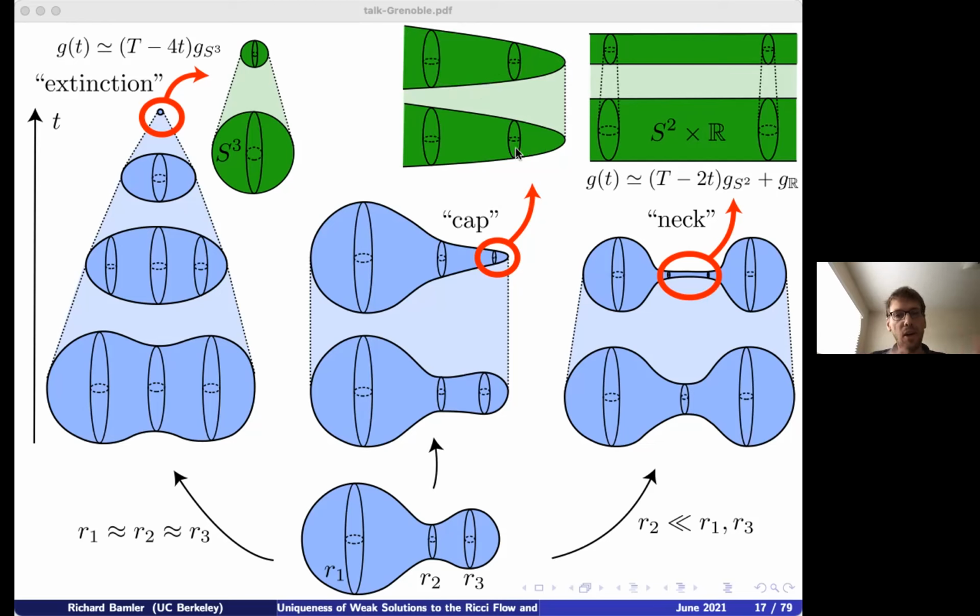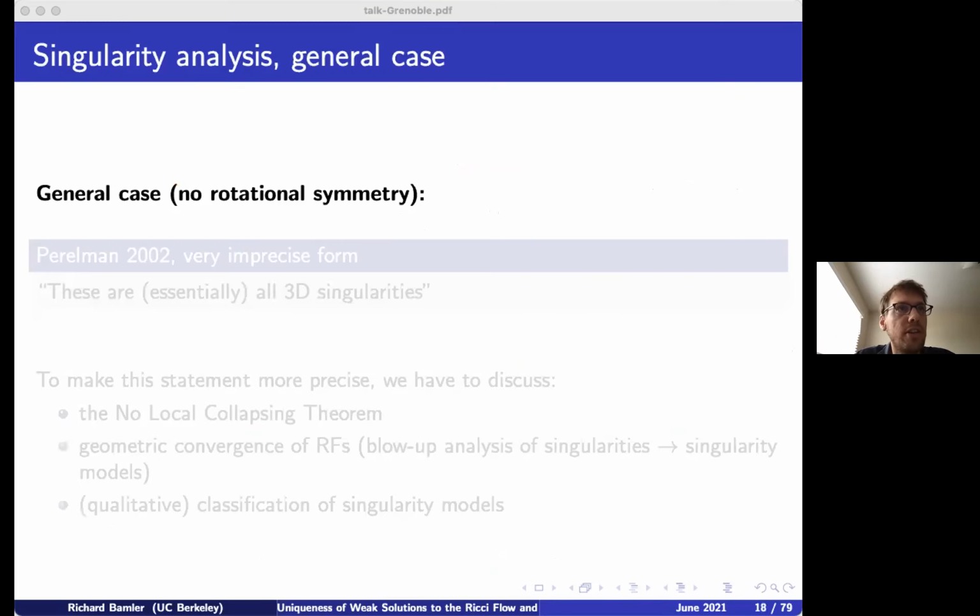So already, if we just look at this very basic rotationally symmetric case, we see these three different types of singularities or singularity models that can occur. So we can now ask, well, what happens if we start with a non-rotationally symmetric metric? What happens in dimension 3 if you just start with any Riemannian metric and we run into some singularity? What does the singularity look like?